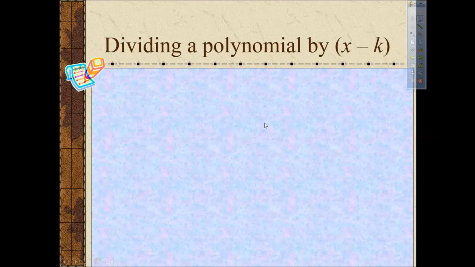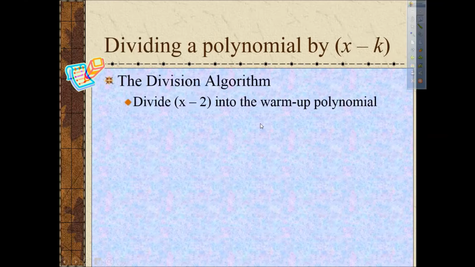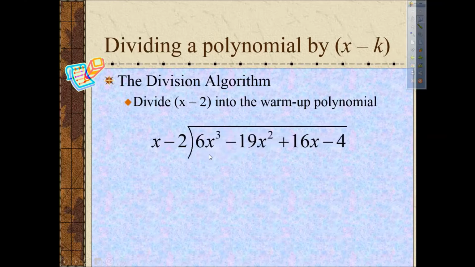So our first example, the division algorithm, we're going to take a fairly simple polynomial, x minus 2, divided into another polynomial. X minus 2 divided into 6x cubed minus 19x squared plus 16x minus 4. So we're going to kind of follow the same pattern we did just a minute ago.